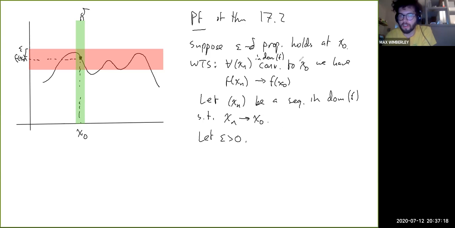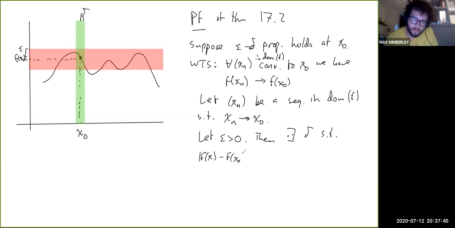We have to make xn be close to x naught, but the question is how close do we have to make it, right? Well, the epsilon-delta property gives us a way of getting a handle on that, because delta is exactly how close we have to make x be to x naught, right? So then there exists a delta such that f of x minus f of x naught is less than epsilon whenever x minus x naught is less than delta, and x is in the domain of f, of course, right?